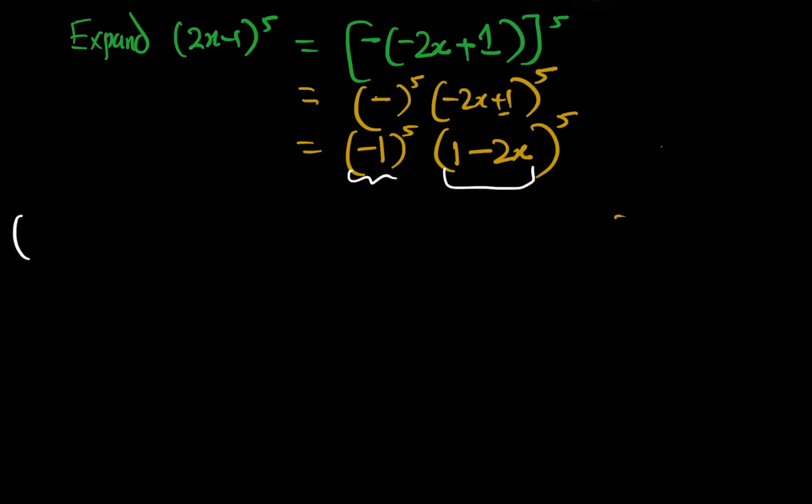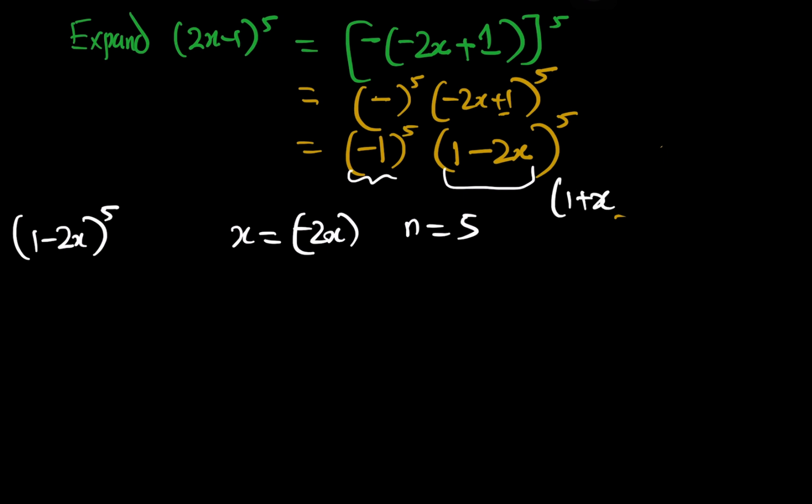Now, if we have 1 minus 2x to the power of 5, we can let our x be the negative 2x, and our n will be equal to 5. Remember that we said we can solve a binomial in this form, 1 plus x to the power n. Don't forget that. We already have the 1, and this is the x right there. So we can apply that to wherever we are going.